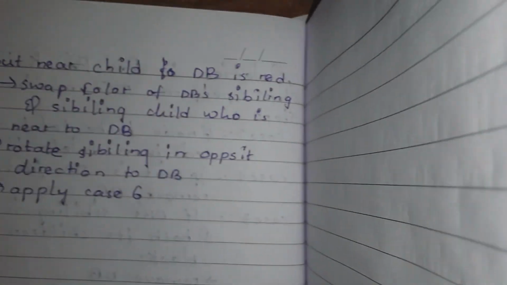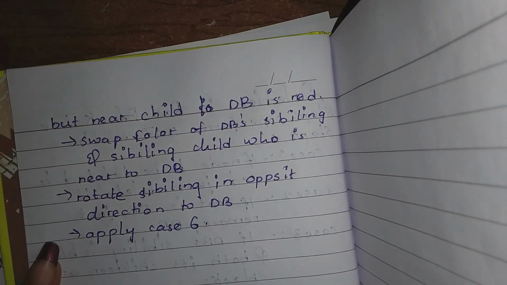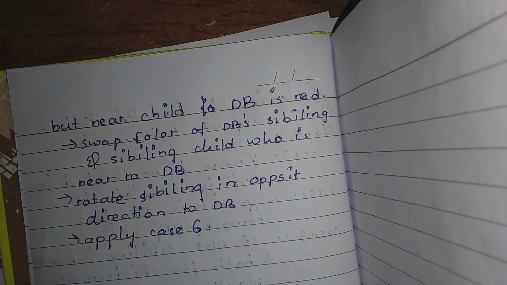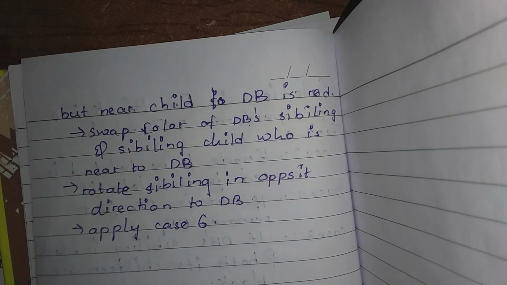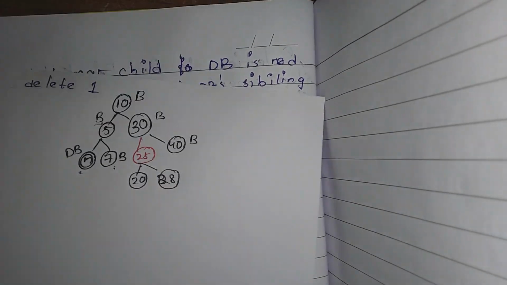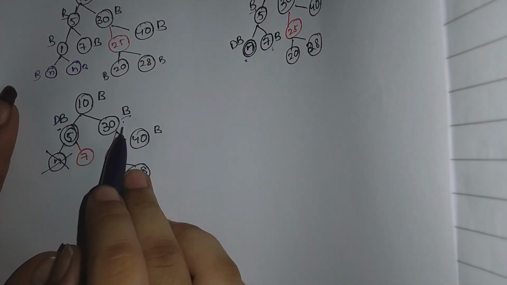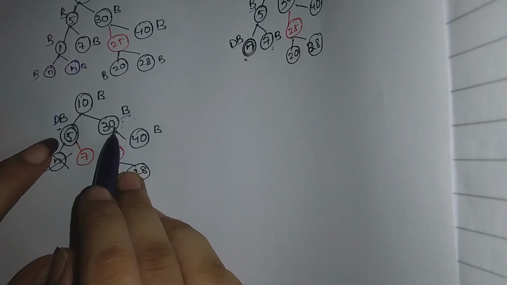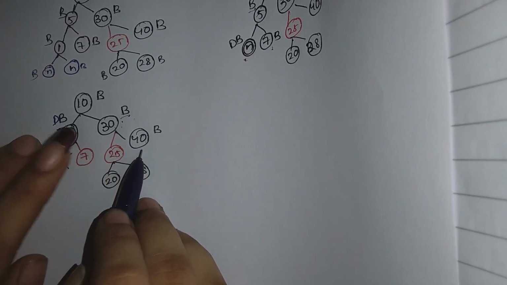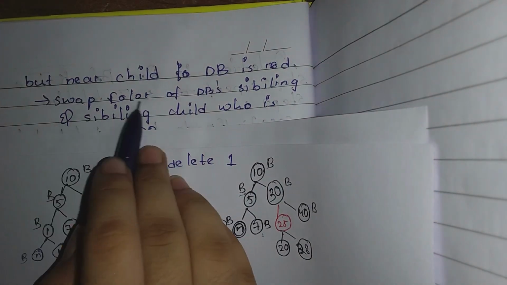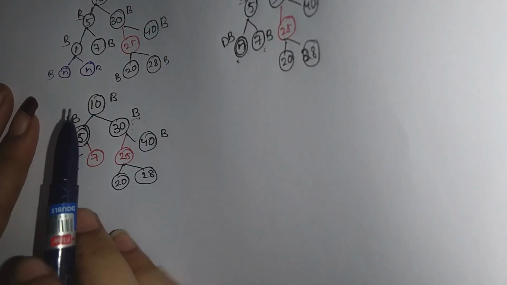and the near child of DB is red. Sorry, DB's sibling's child which is near to it. DB's sibling's child which is far is black and which is near is red. So the near child to DB is red.